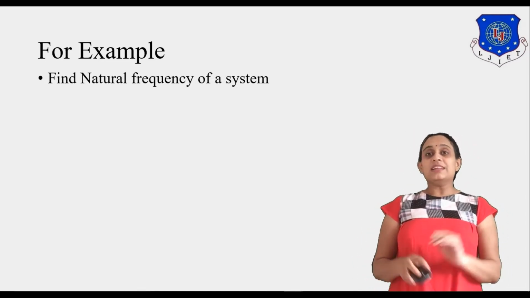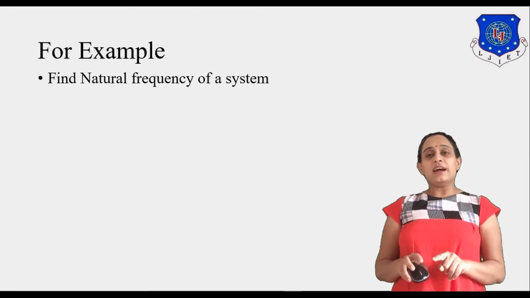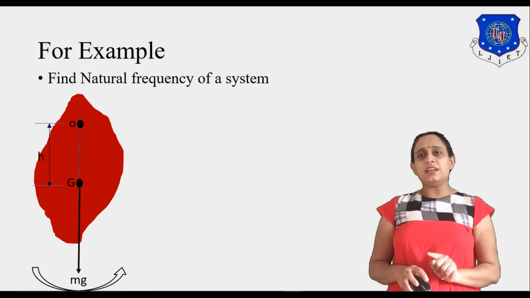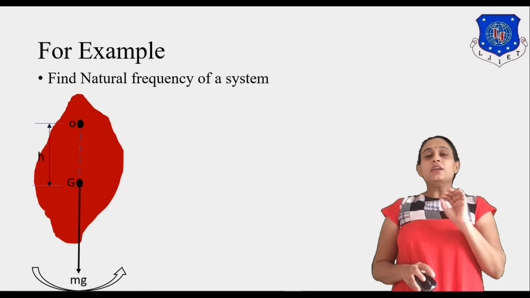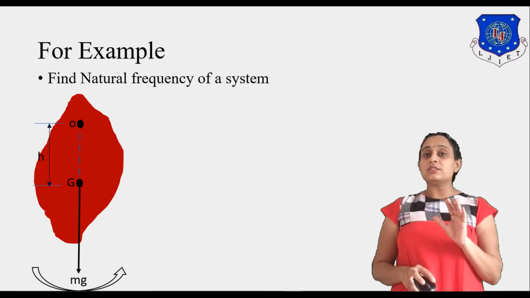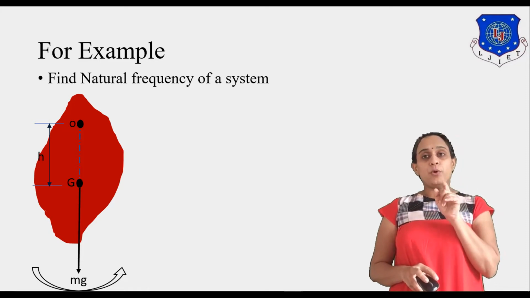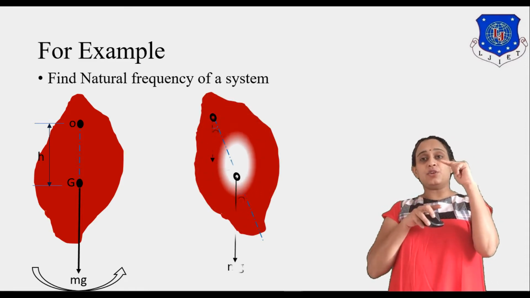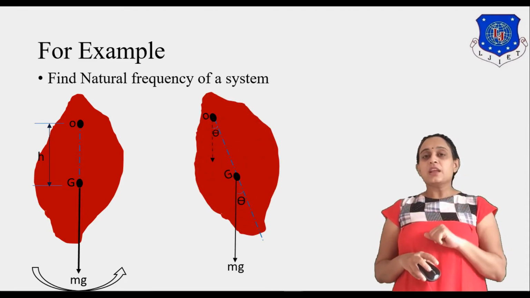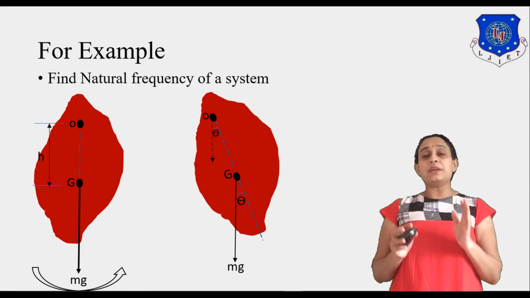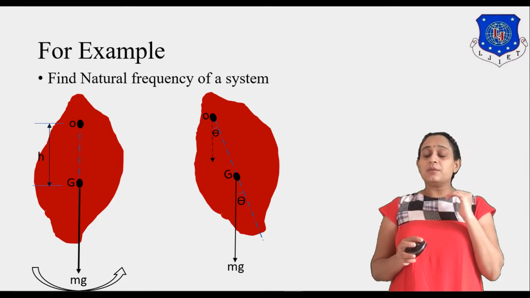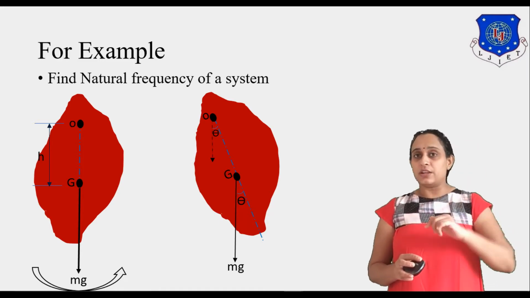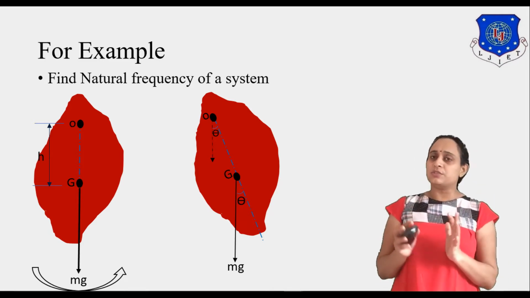Now as you see, there is a rigid body, and the axis of the rigid body is nearly at the centermost position. We want to deflect or oscillate this object from point O, and the distance between O and the center of gravity is height h. The total weight of this system is mg, which acts in the downward direction.